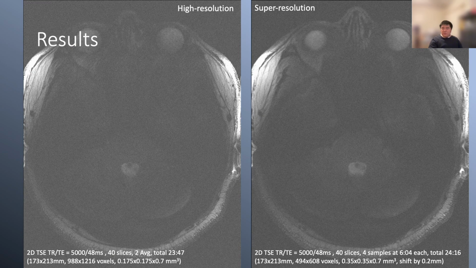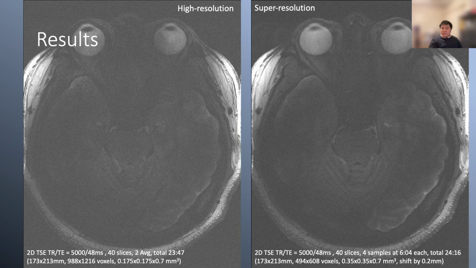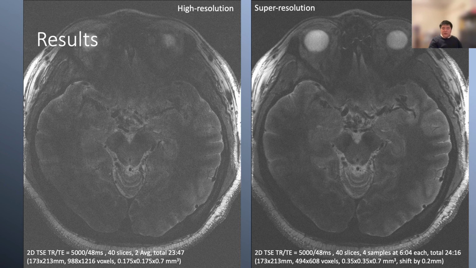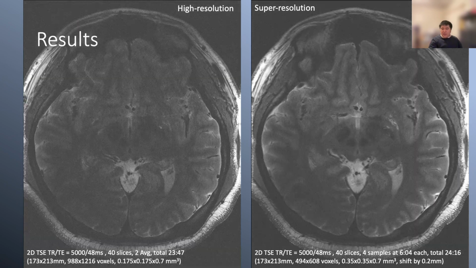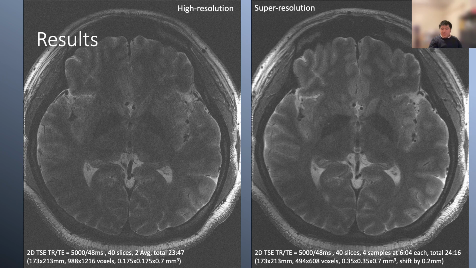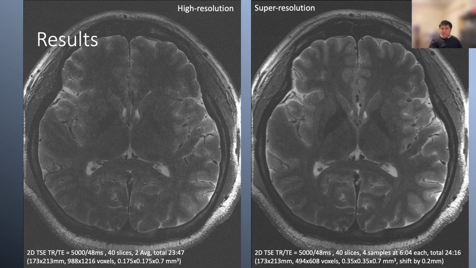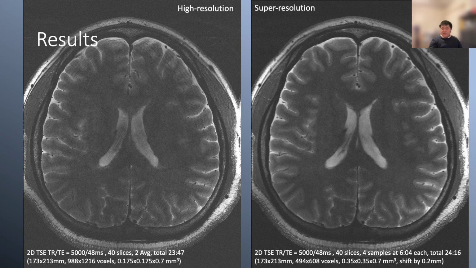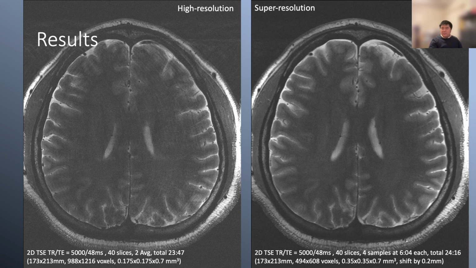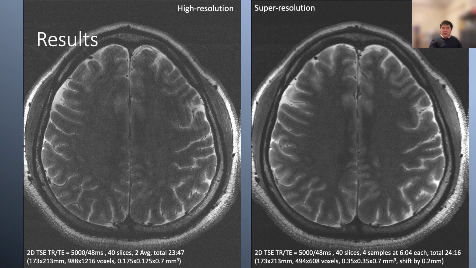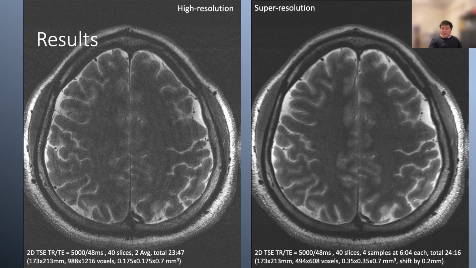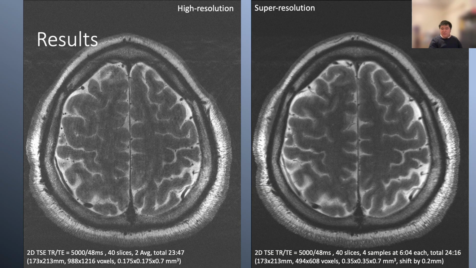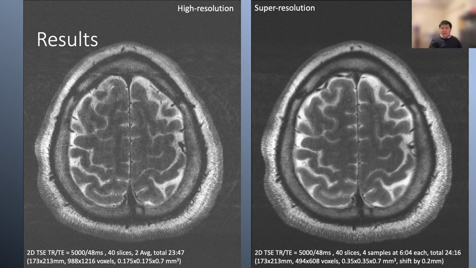Comparing higher resolution to super resolution, one can see slightly sharper edges in the high resolution. However, the high resolution image is grainier, indicating lower signal to noise ratio, and there's also worse tissue contrast, with white and gray matter separation more profound in SR. It also appears to be affected by motion artifacts, which may be due to longer scan time of the high-resolution scan.